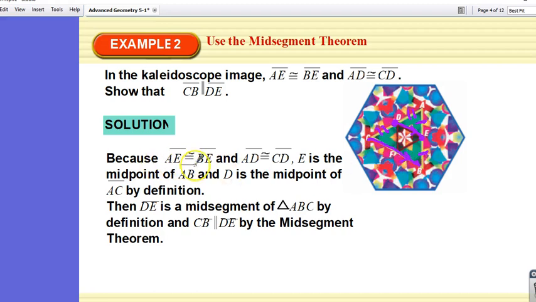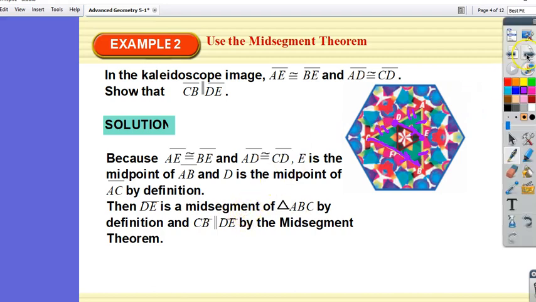So it says because AE is congruent to BE and AD is congruent to CD, E is the midpoint of AB, and D is the midpoint of AC by definition. Then DE is the midsegment of ABC, so by definition, the midsegment and the base are parallel by the midsegment theorem.